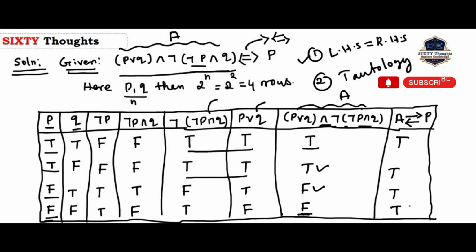What is the tautology definition? If each entry in the final column of the truth table contains only T, then the given statement is called a tautology. So here it satisfies both conditions. Therefore the given statements are logically equivalent.